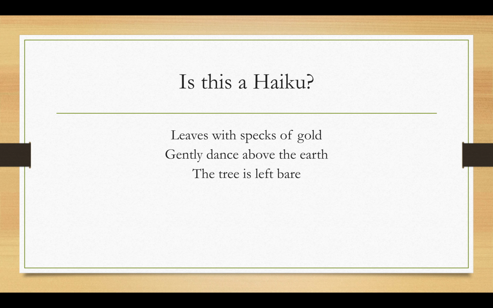Okay, is this one a haiku? Leaves with specks of gold gently dance above the earth. The tree is left bare. So try that again. Leaves with specks of gold. That's 5. Gently dance above the earth. That's 7. The tree is left bare. That's 5. So this is a haiku because it's 3 lines and it goes in a 5-7-5 pattern.